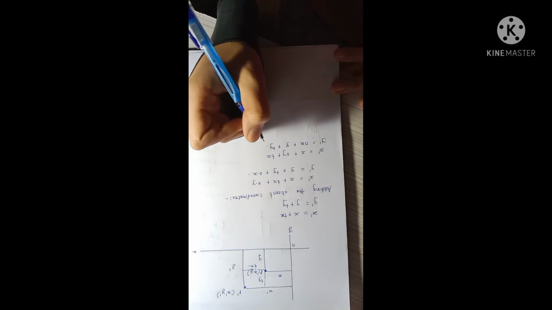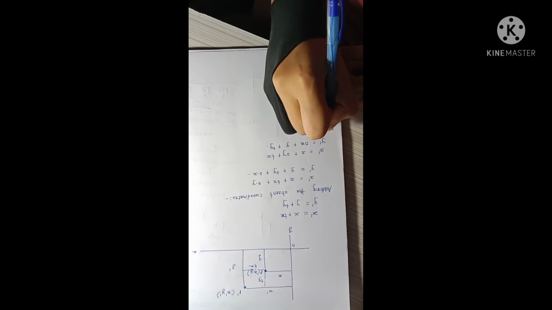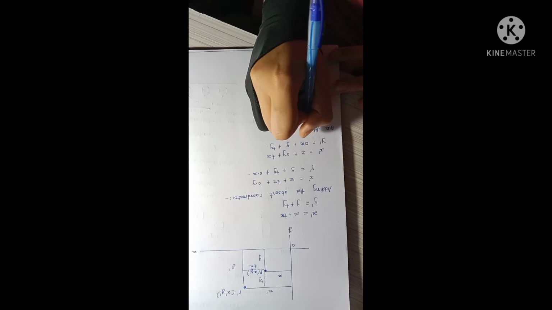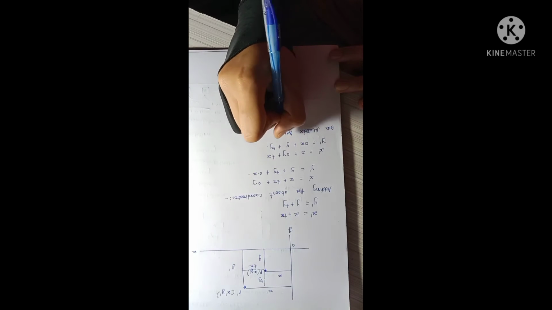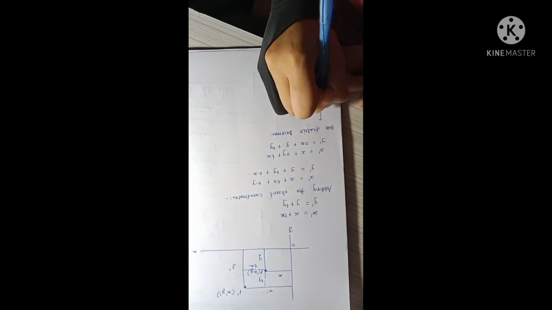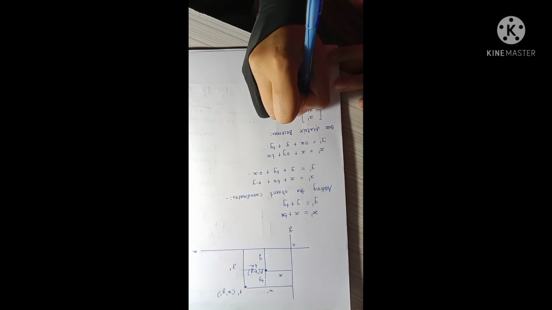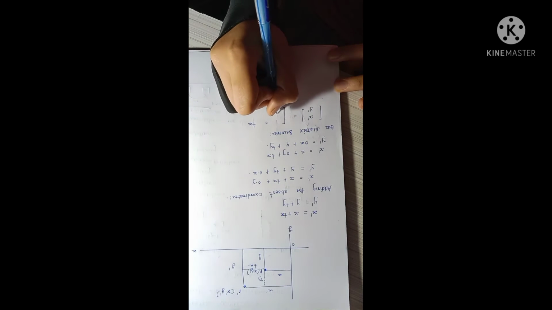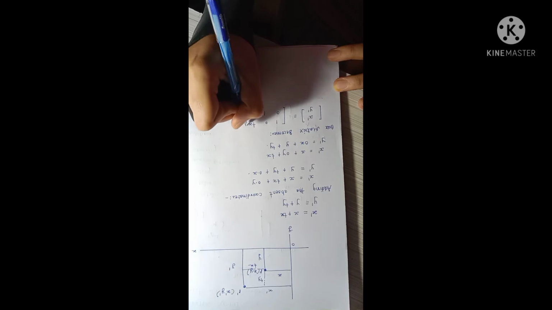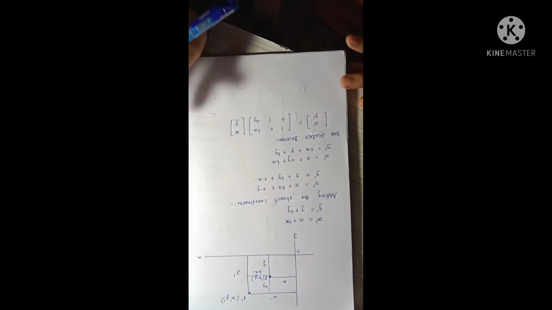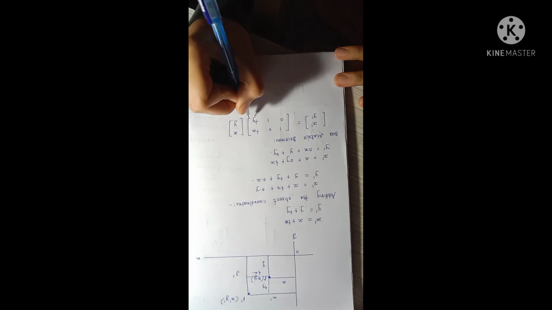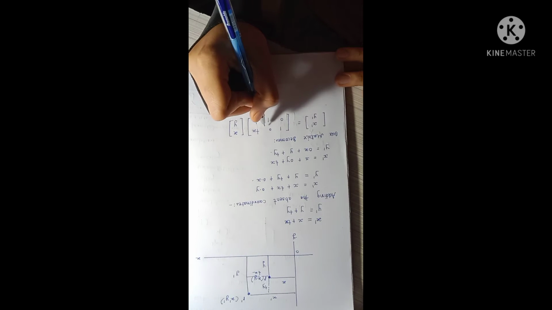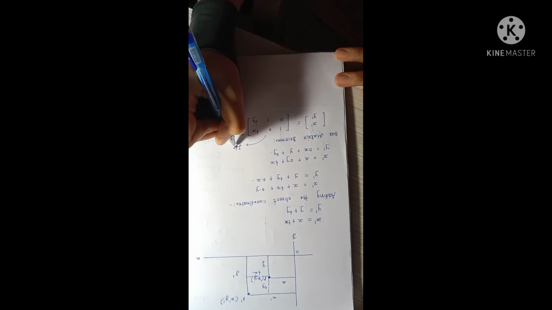Arranging them in sequence, the matrix becomes: x dash, y dash is equal to the matrix 1 0 tx, 0 1 ty, multiplied by x, y. Okay. So by making it into a 3 by 3 matrix, I will convert this into an identity matrix.